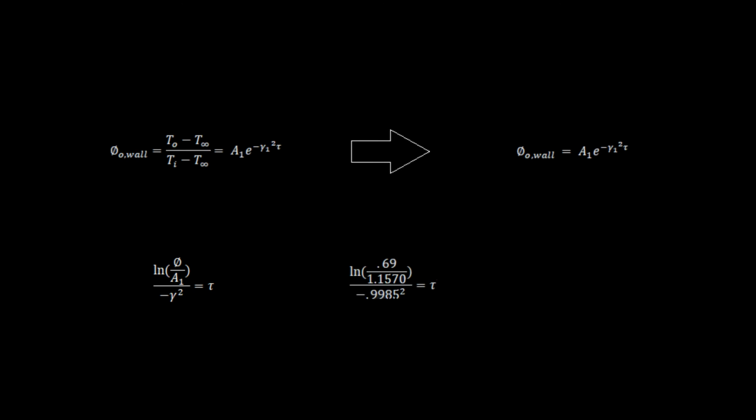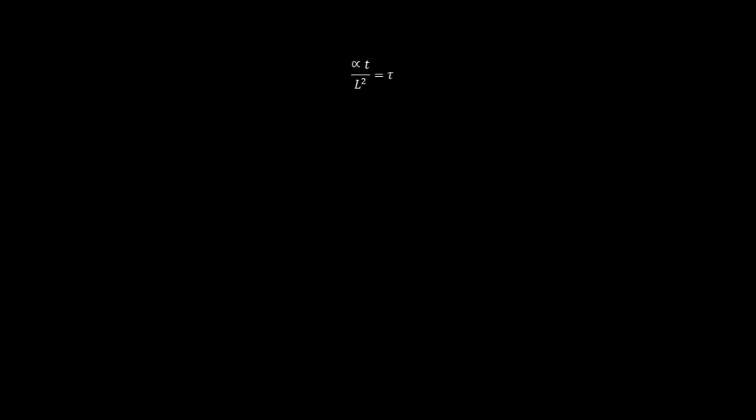Now that we have the lambda and A1 for a plane wall, we can plug them into the center of a plane wall equation, which when simplified looks like this, and when rearranged to get tau looks like this. Once all values are plugged in, we get a tau of 0.5141.